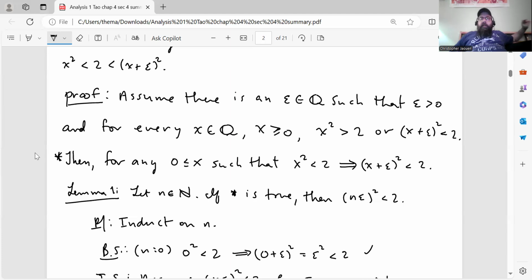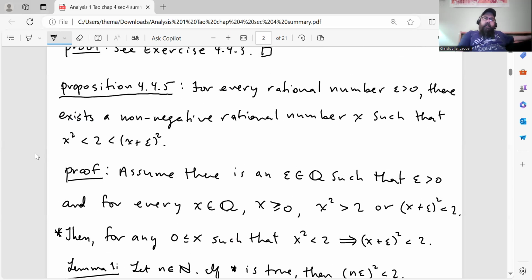So we'll do this by a proof by contradiction. Assume there's an epsilon in the rationals such that epsilon is greater than 0, and for every x in the rationals, x is greater than or equal to 0, x squared greater than 2, or (x plus epsilon) squared less than 2. In other words, I'm assuming the negation of the proposition because we're going to do this by contradiction.